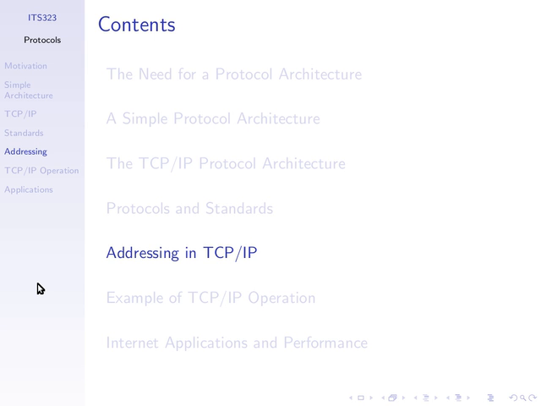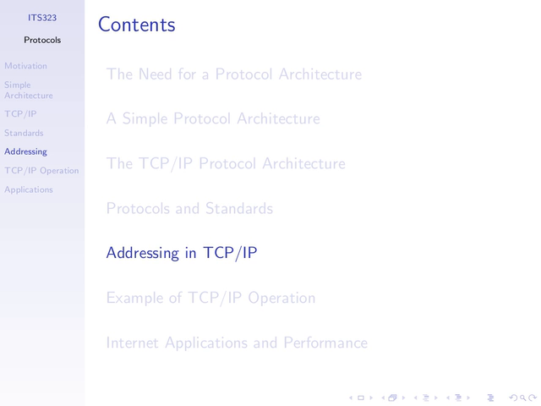So we'll recap a little bit on protocol architectures and answer some questions about what's the difference between TCP and IP. When we go through the example of TCP/IP operation. But first, where we finished last week was with a little bit about addressing. That is, if we want to communicate with other devices and other applications, they need addresses. Because if I want to send something to someone, the network needs to deliver it to the correct destination.